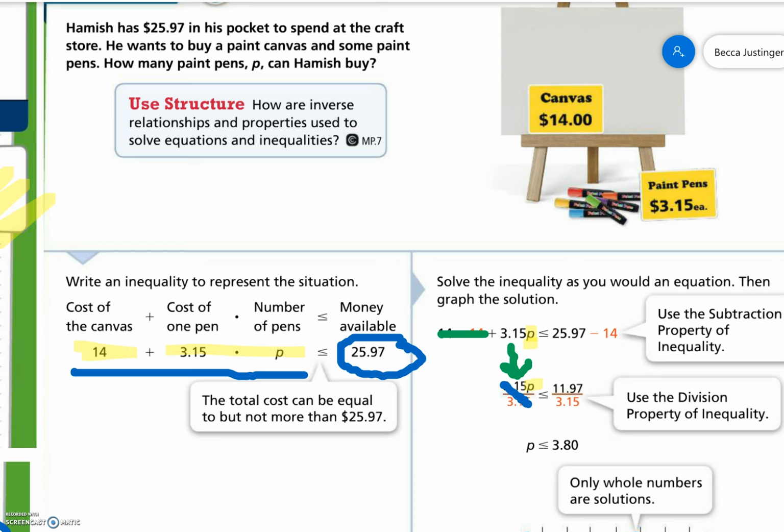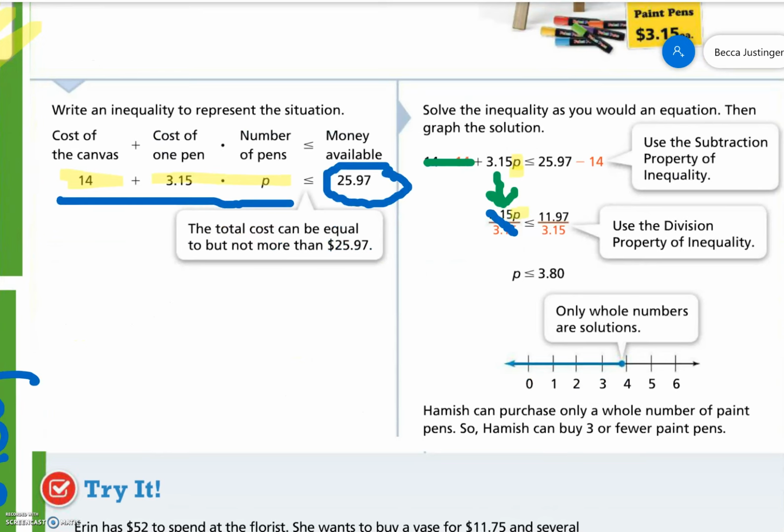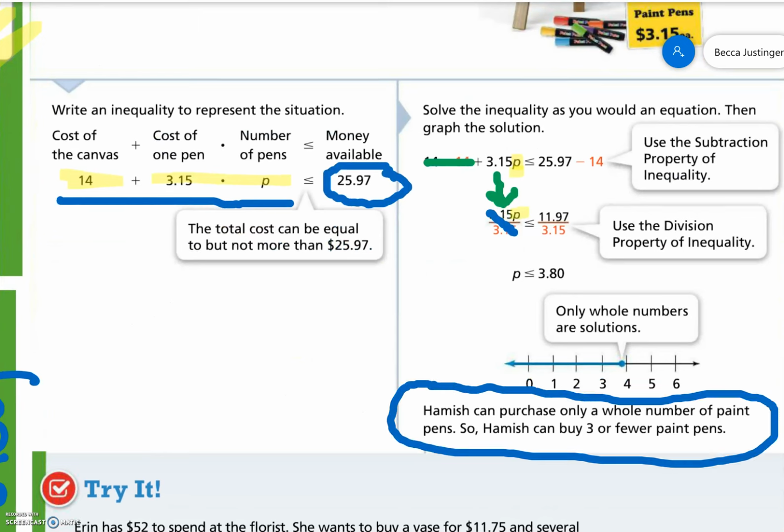But can you buy 3.8 pens? No. So the most pens that he can buy is 3 or less. He could buy 2, he could buy 1, he could buy none, and still not spend all of his money.